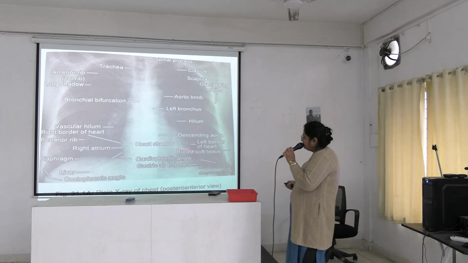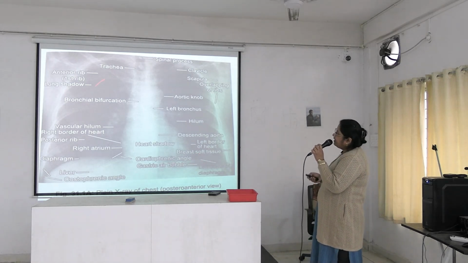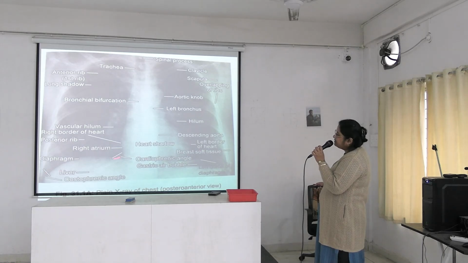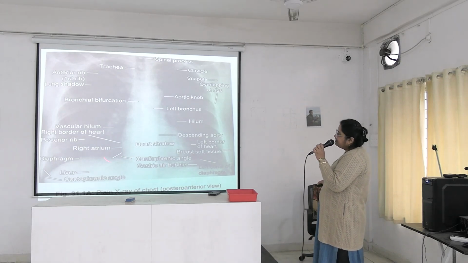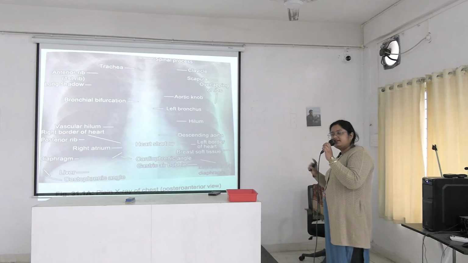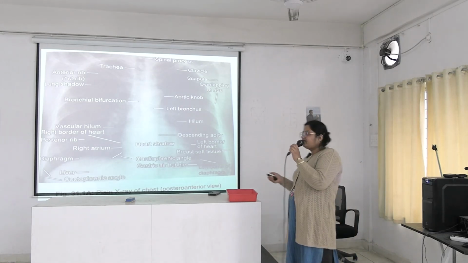Gastric gas. Fundic gas shadow is here, okay. And here these angles you can see, this is the costophrenic angle formed between the ribs and the diaphragm, and this is the cardiophrenic angle formed between the heart and the diaphragm. You can name them from the structures they are formed by.